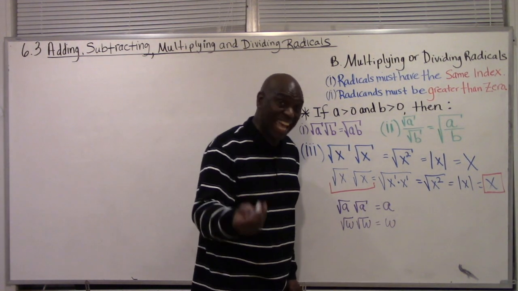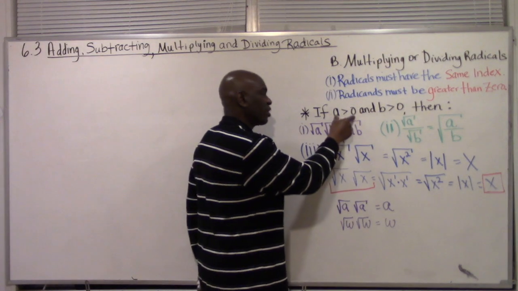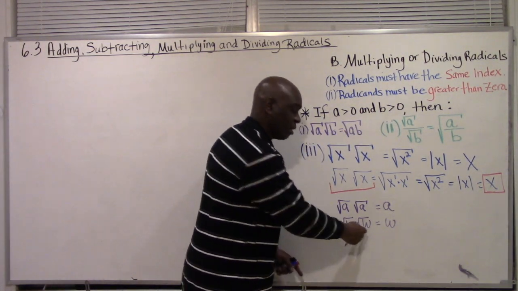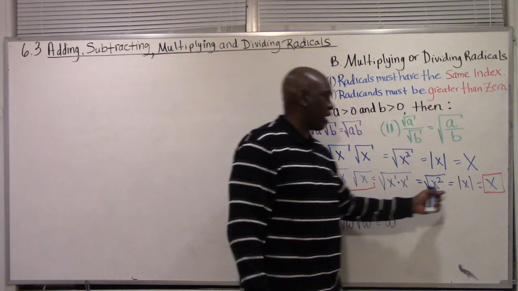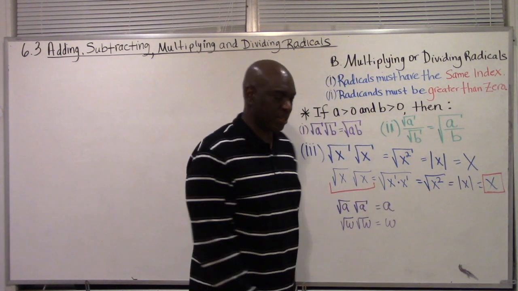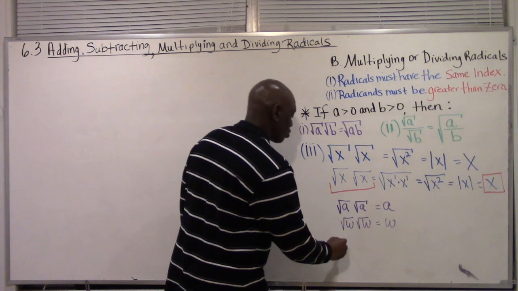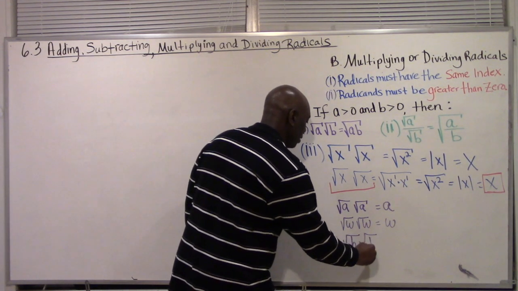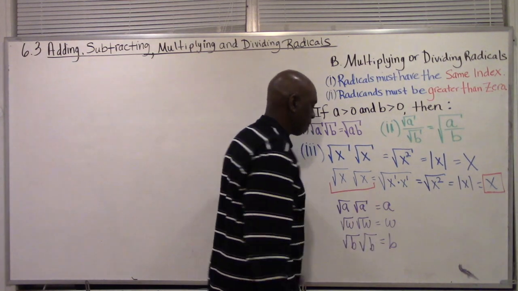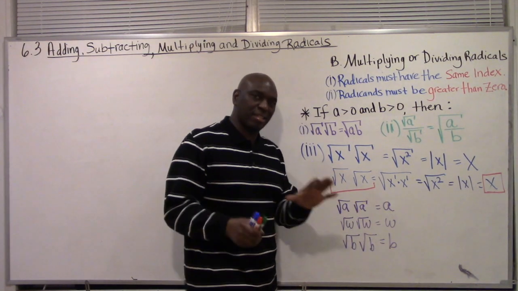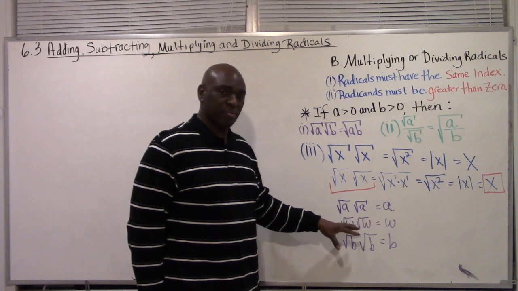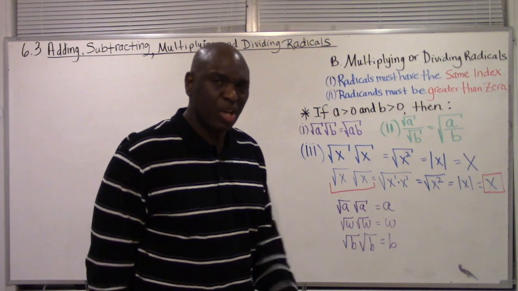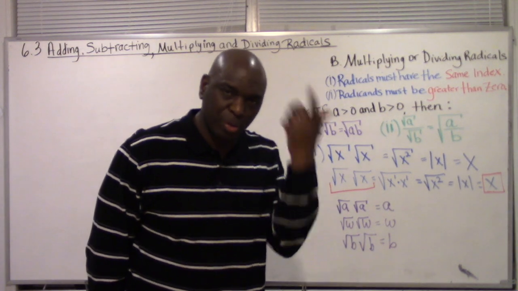With the understanding that we're talking positive values here. That w is already positive, so we don't have to write the absolute value because it's already positive. The square root of b times the square root of b is b. Please let this settle in on you, because we're about to embark upon problems where you're going to see this over and over and over and over.